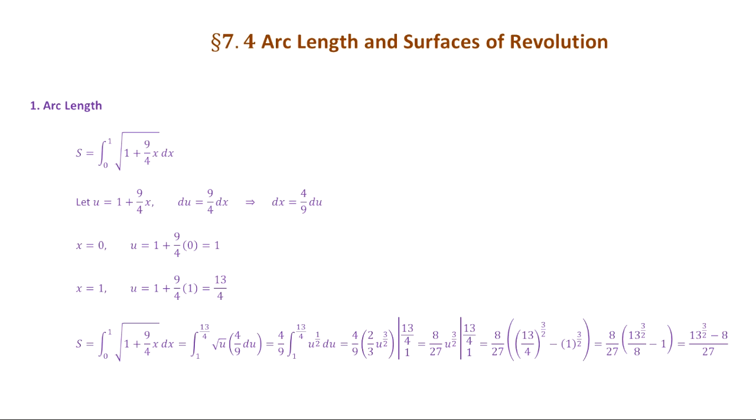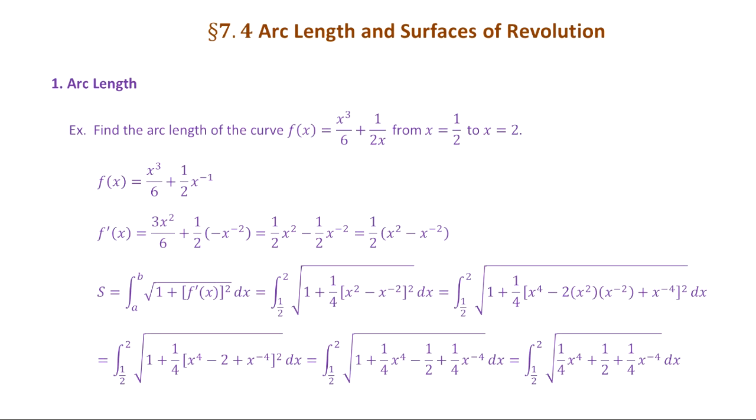And then you distribute the 8/27 into the two terms inside the parentheses. At the end, you get (13 to the 3/2 minus 8)/27 if you simplify it. Okay. All right, so that's the first example.